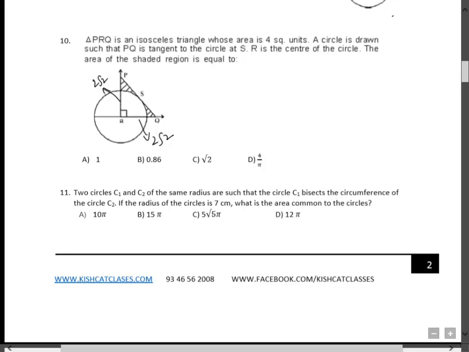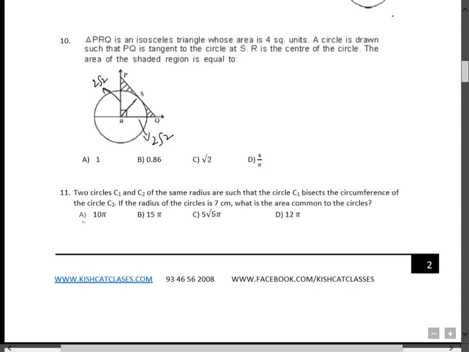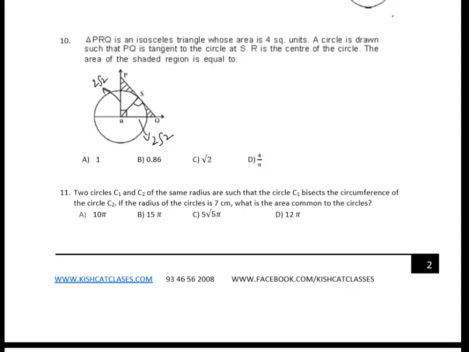Now a circle is drawn such that PQ is a tangent to the circle at S. R is the center of the circle, which means RS is the radius. This is RS, the radius. That is 90 degrees. Why 90 degrees? Radius and tangent meet at 90 degrees. Now you can identify it.